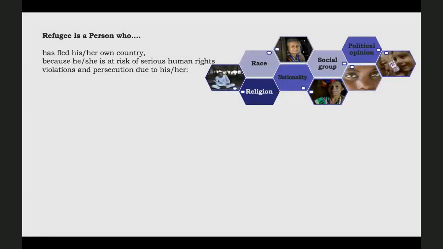I should probably clarify further who we'll be talking about, as for purposes of economy of time, I will not refer to all types of mixed migration. So I will only focus today on those seeking international protection, meaning refugee status and subsidiary protection status, as well as the beneficiaries of this protection. So who is a refugee? A refugee is a person who has fled his own country because he or she is at risk of serious human rights violations and persecution due to 5 reasons: race, religion, nationality, membership in a social group, and political opinion.